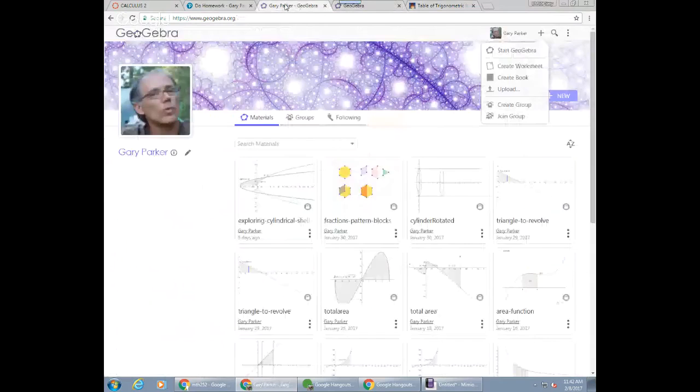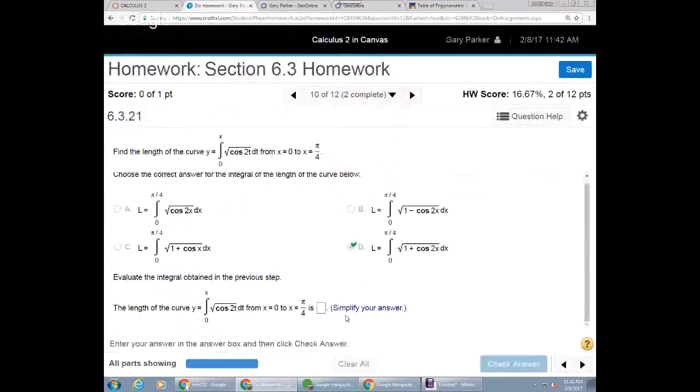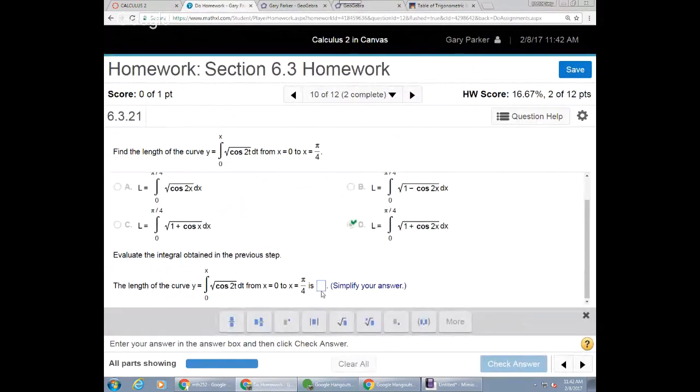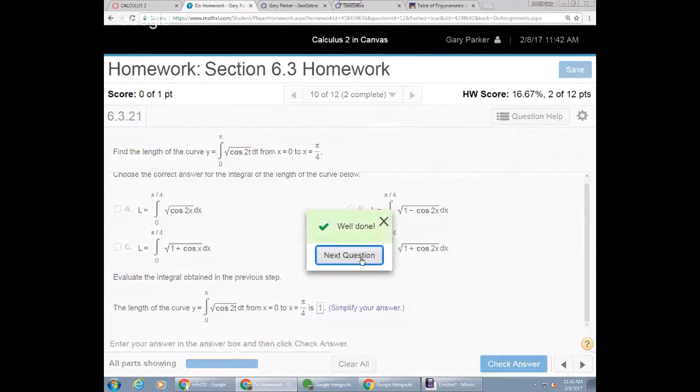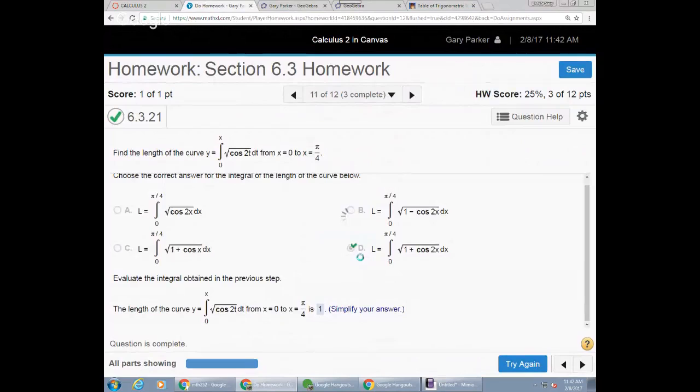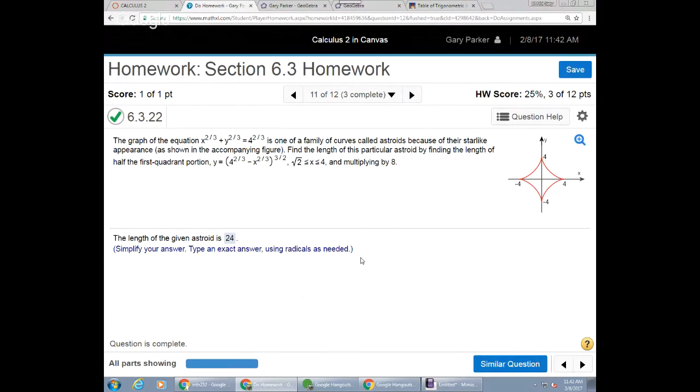Okay, yeah, that one works out nice. Where did this go? Oh, there it is. Okay, so the answer is 1. Okay, and then the asteroid problem.